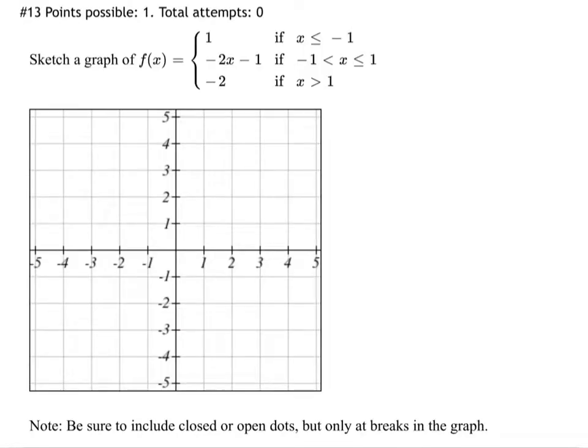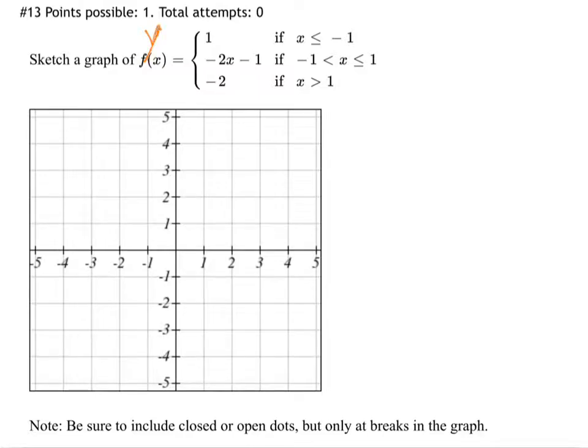All right, so sketch this graph. So basically, this graph is in three pieces. We're going to have three different pieces. And here's what we're going to do. Now remember, f of x is y. That's the main thing to remember. F of x is y, is heights.